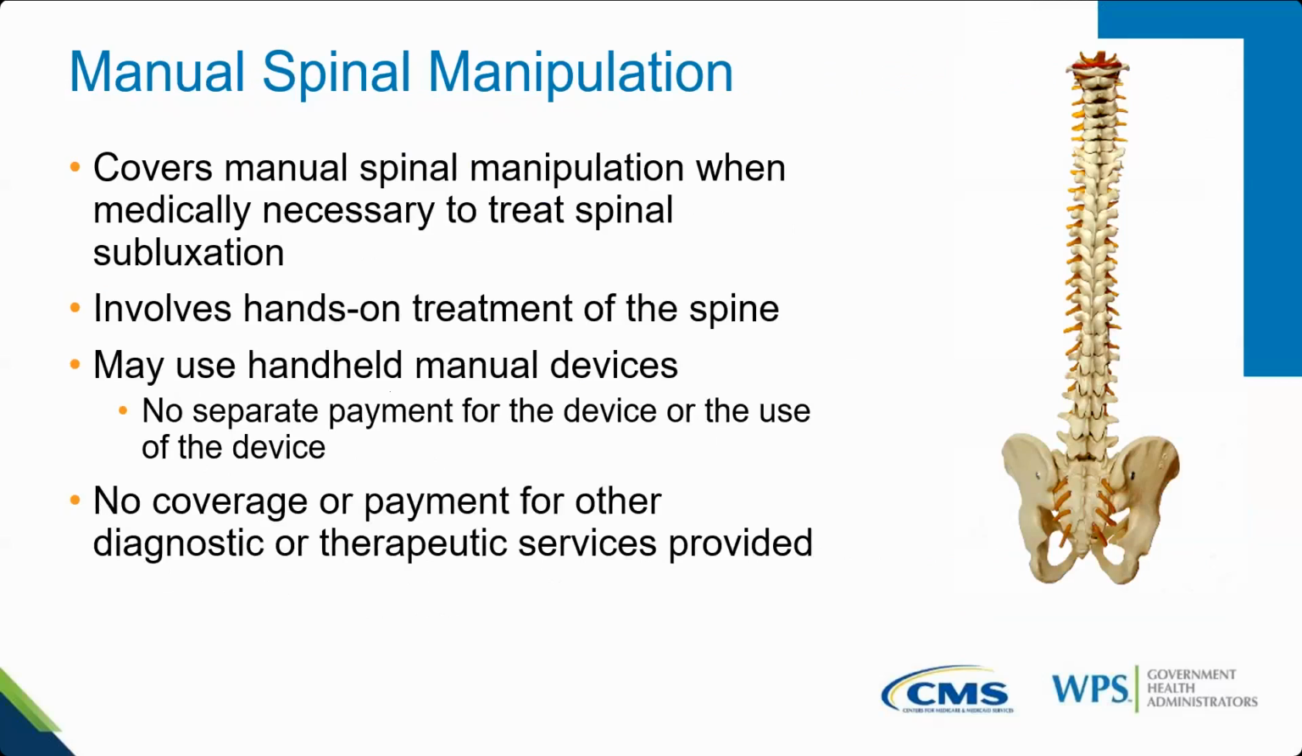Medicare provides coverage for manual spinal manipulation when necessary to treat spinal subluxation. A subluxation is defined as a motion segment in which the alignment, movement integrity, or physiological function of the spine are altered, even though contact between the joint surfaces remains intact. Manual manipulation involves hands-on treatment of the spine. Chiropractors may use handheld manual devices wherein the force exerted by the device is manually controlled for the purposes of performing manual manipulation of the spine.